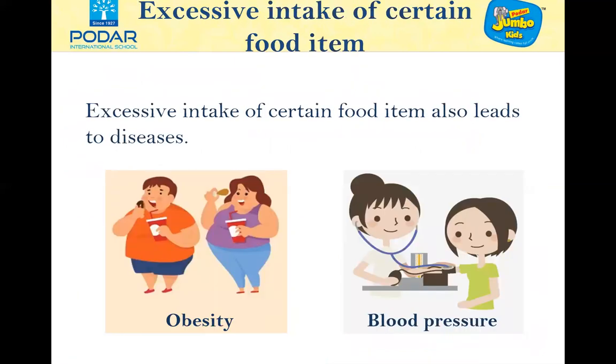Excessive intake of certain food items. Excessive intake of certain food items also leads to diseases. Here we have two examples, obesity and blood pressure. When we eat excessive food and consume junk food, which is not coupled with regular exercise or is combined with lack of physical activity, we gain a lot of abnormal weight and store fat in our body. The whole condition we call obesity.